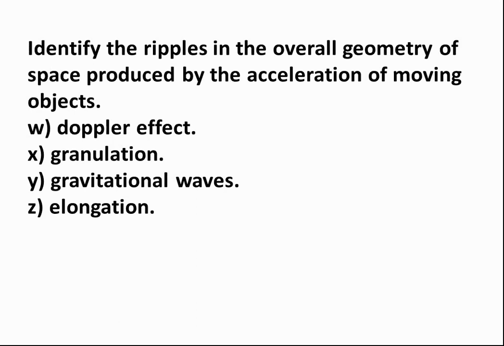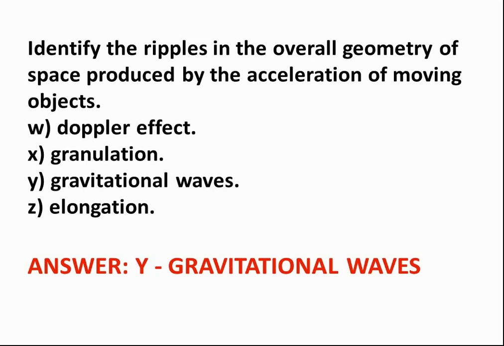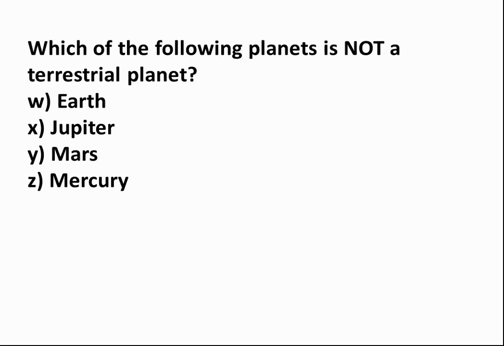Identify the ripples in the overall geometry of space produced by the acceleration of moving objects. W. Doppler effect. X. Granulation. Y. Gravitational waves. Z. Elongation. Answer: Y. Gravitational waves. Which of the following planets is not a terrestrial planet? W. Earth. X. Jupiter. Y. Mars. Z. Mercury.